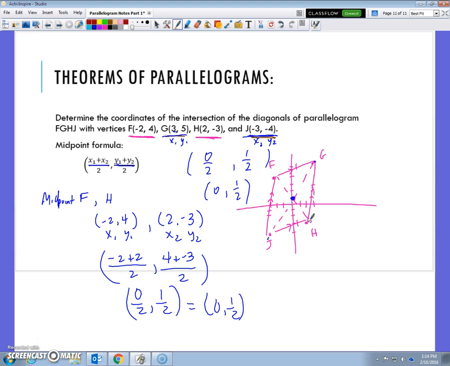So that's it for today. We learned the midpoint theorem. We learned some theorems about parallelograms as well as theorems about parallelograms' diagonals. That's it for today.